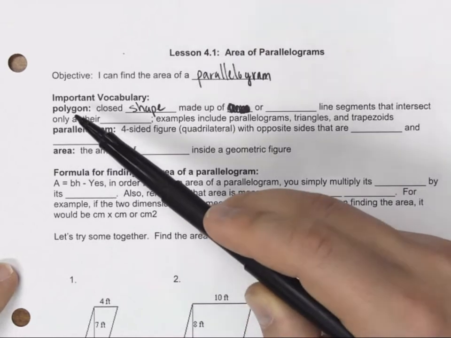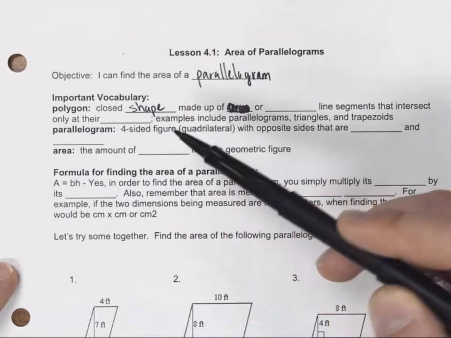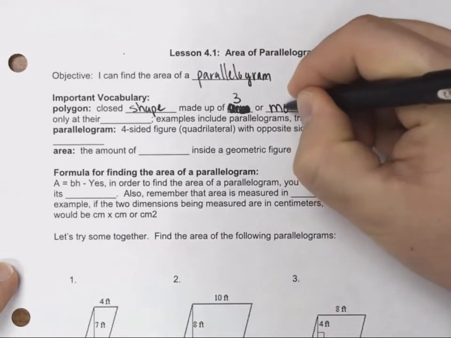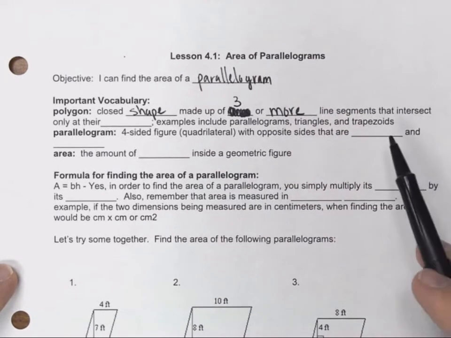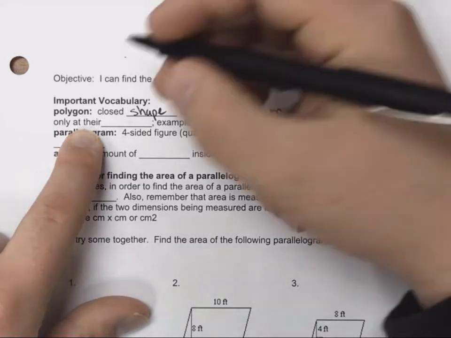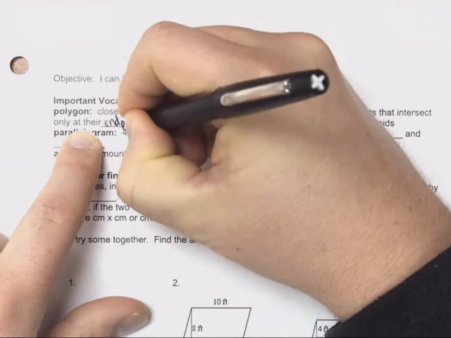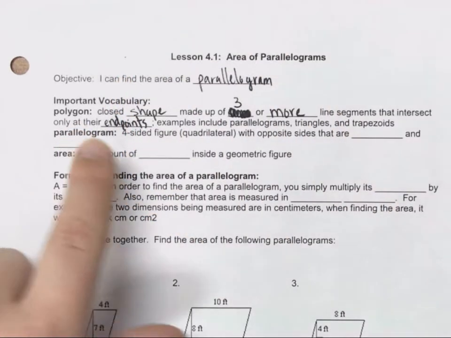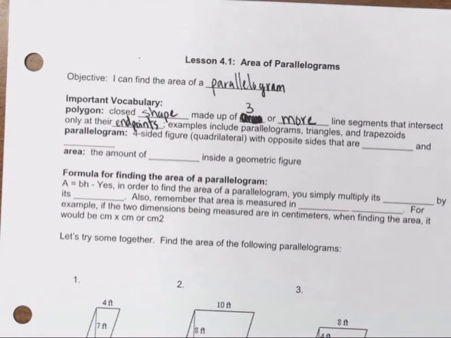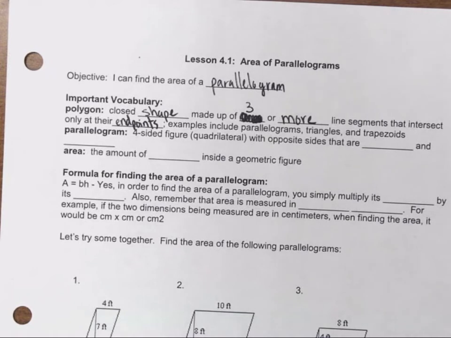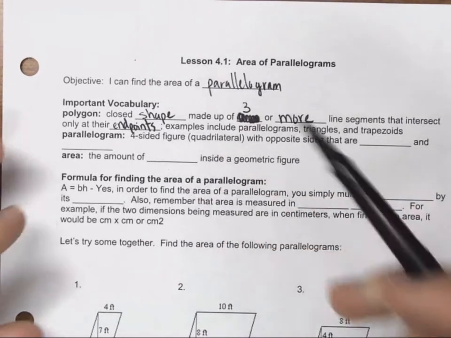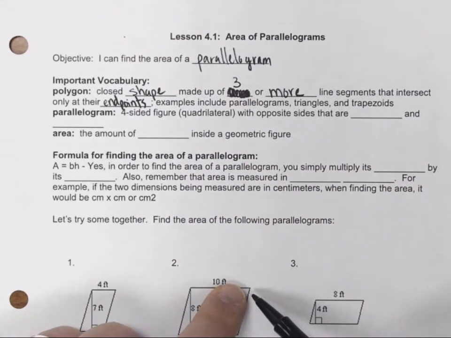Yesterday we talked about polygons. Polygons are closed shapes made up of 3 or more line segments that intersect only at their endpoints. Examples include parallelograms, triangles, and trapezoids. Remember we talked about yesterday, poly means many, gon means sides. So a many-sided shape with many angles, and the line segments intersect only at their endpoints, or in other words, at their corners, and they do not cross.